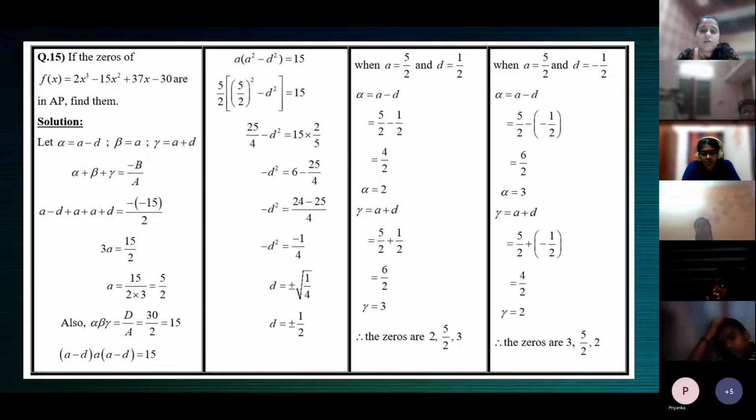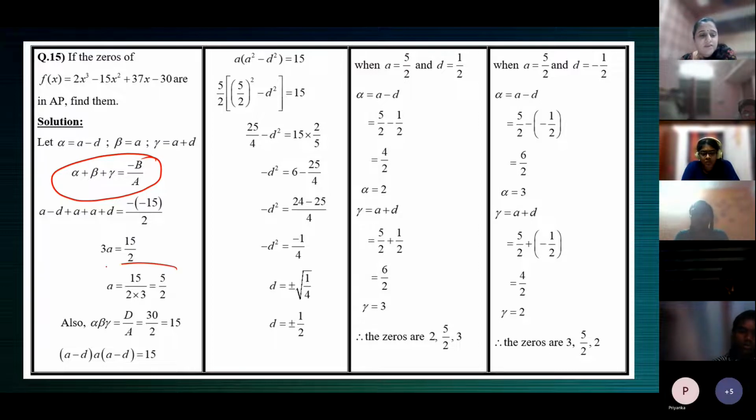When it's a cubic polynomial, alpha, beta, and gamma are the zeros. And since they are in AP, we assume them to be A minus D, A, and A plus D. That's how we begin. And then we use the relation between the zeros and the coefficients: sum of the zeros is minus B by A. Working that, we get the value of alpha, 5 by 2.